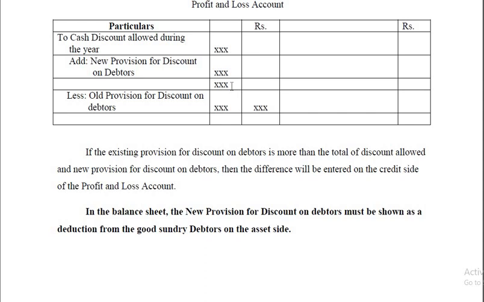On the other hand, here it is 7,000, 4 plus 3 is 7,000, but already you are having 8,000. So you have got more than your requirement, 1,000 more you have got. So that should be credited to profit and loss account. In other words, old provision, say 8,000 minus total of discount allowed in the year plus new provision for discount on debtors. So 8,000 minus 4 plus 3 is 7,000. So 8,000 minus 7,000, 1,000 should be credited to profit and loss account. That is the meaning of this.